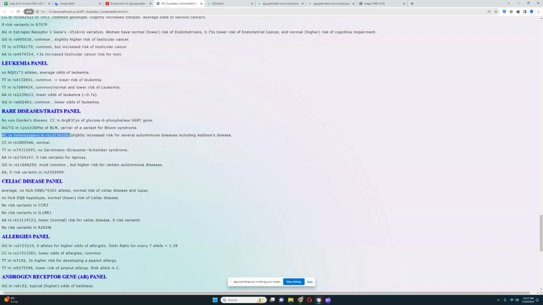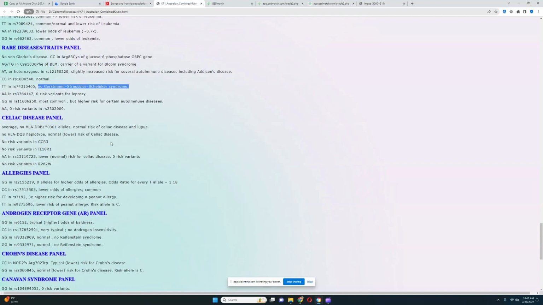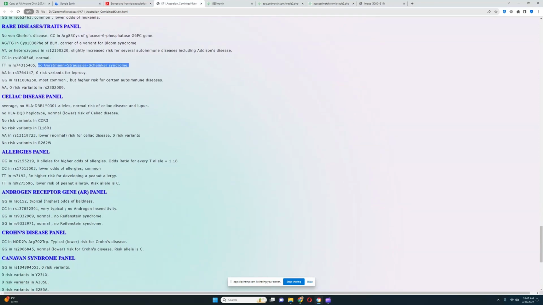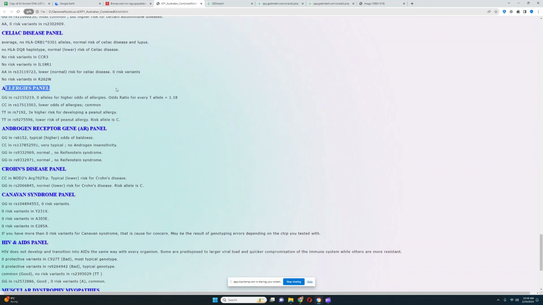He's got a heterozygous genotype here, which leads to slightly increased risk for several autoimmune diseases, including Addison's disease. No GSS. Nothing too interesting here. For celiac disease, it looks like no risk variants for that. Really good to see. For allergies, we're going to skip that.